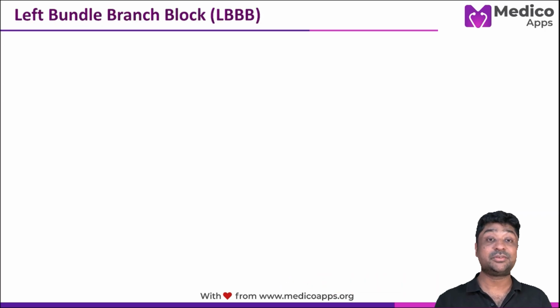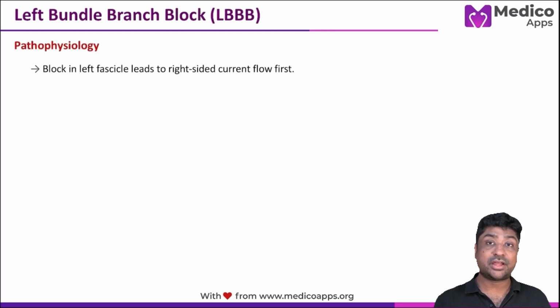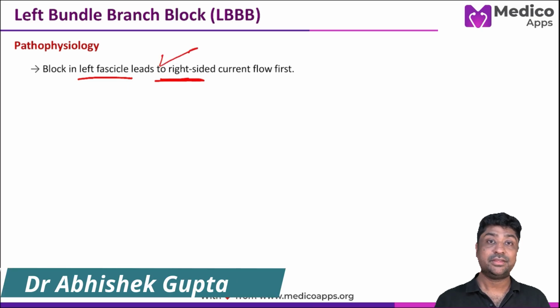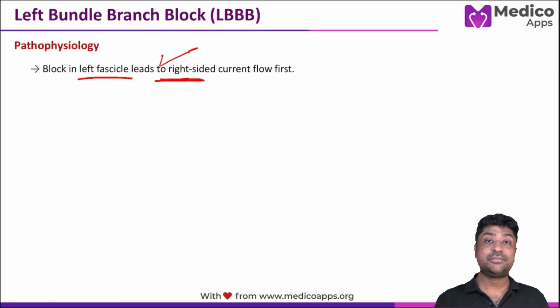Let's begin with the pathophysiology of left bundle branch block, or LBBB. In this condition, there's a conduction block in the left bundle, so the left ventricle doesn't get activated through the normal His-Purkinje system. Because the left bundle is blocked, the electrical impulse travels down the right bundle branch first. This causes the right ventricle to depolarize before the left, reversing the normal sequence of activation.